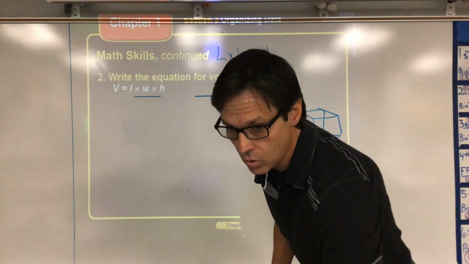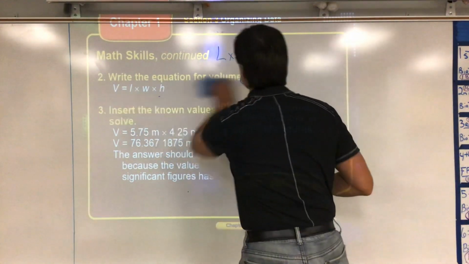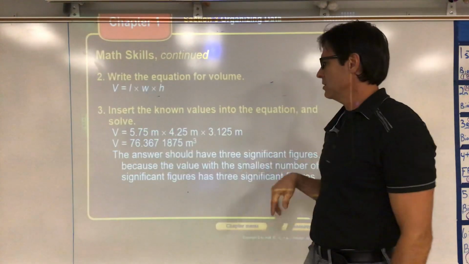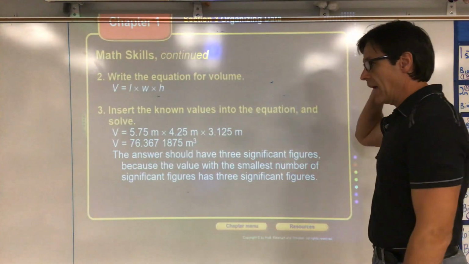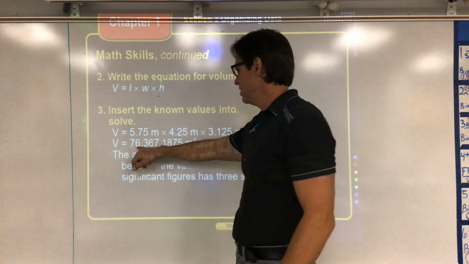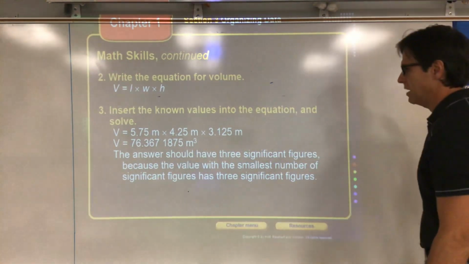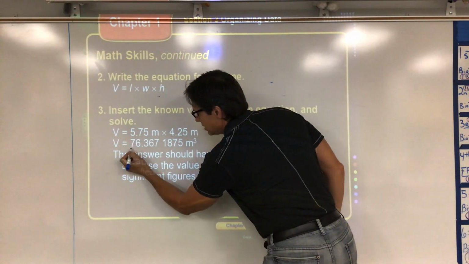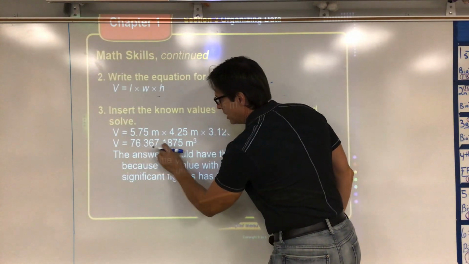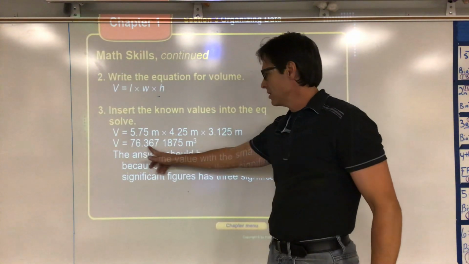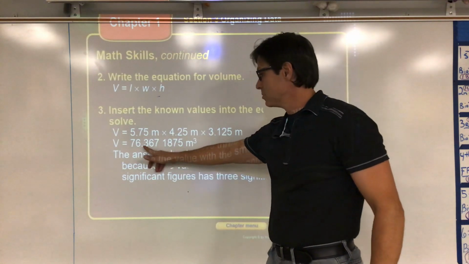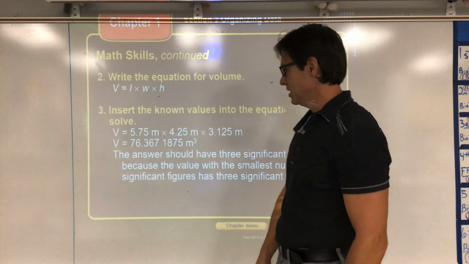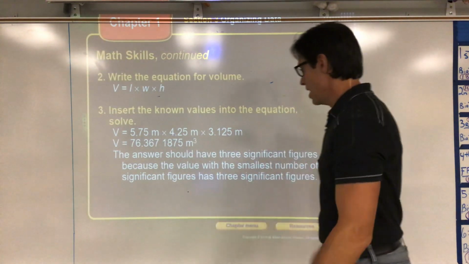Okay, so let's go to the solving part, okay? Let me get rid of these because they don't match up, all right? Okay, so volume is length times width times height, so I times those 3 numbers together. And I got this big number, 76.367187. Look how small that is. This is just 76 and it's not quite 77, right? It looks like a huge number, but the decimal point tells you that this answer falls between 76 and 77 cubic meters, all right?